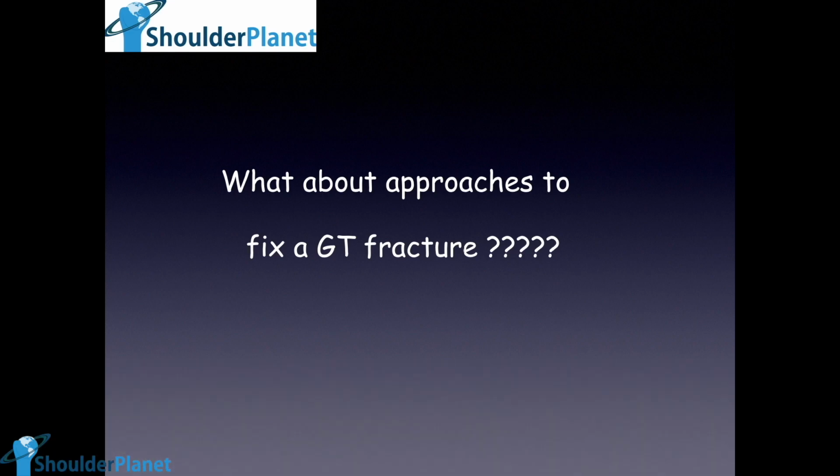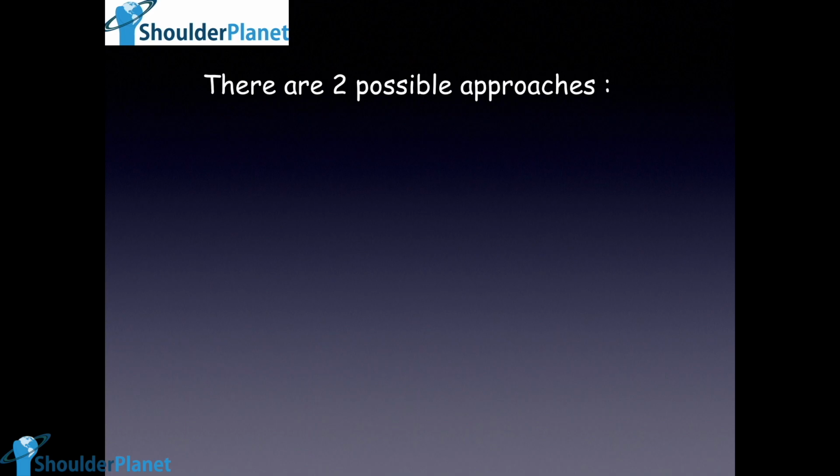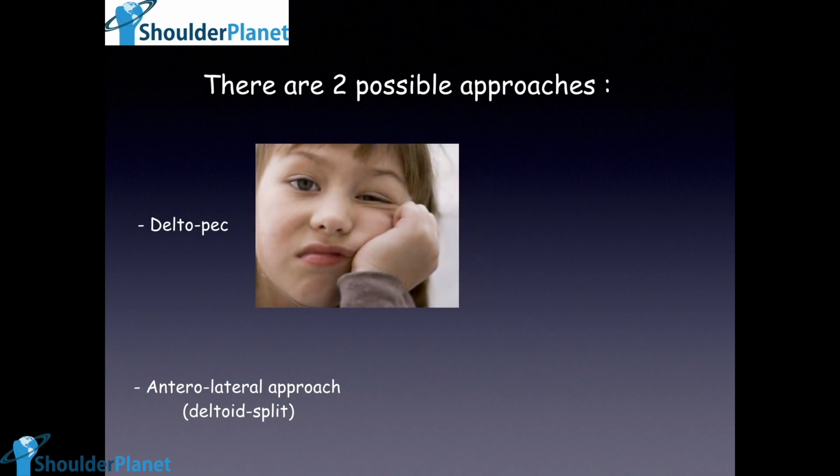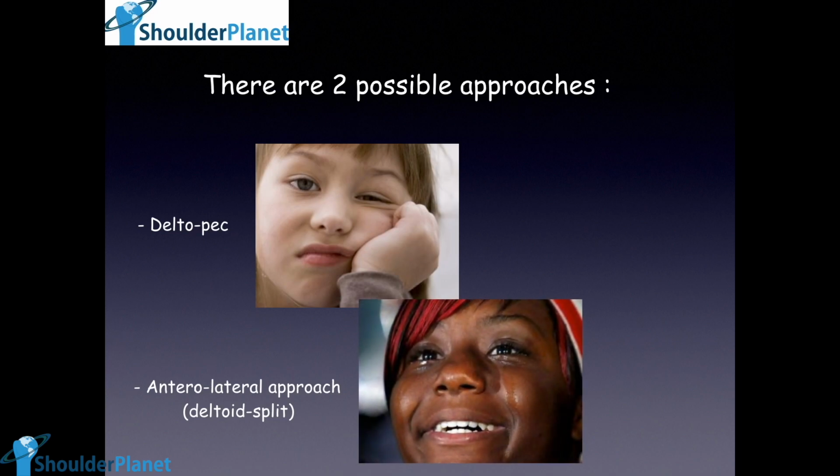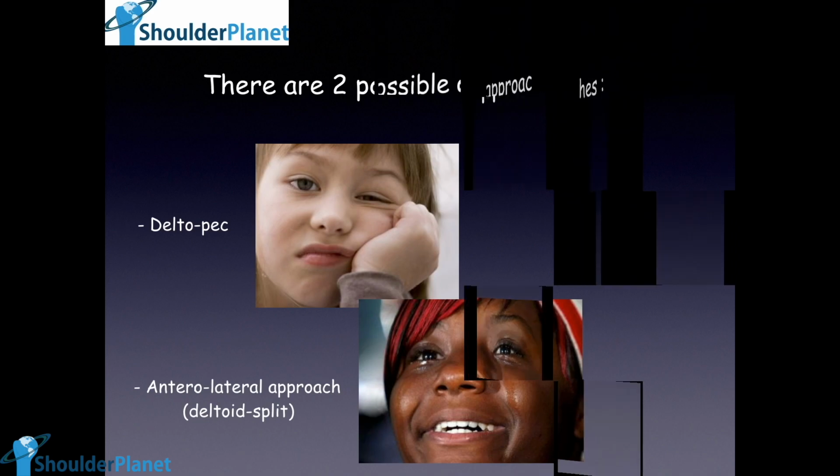So what about the surgical approaches to fix a greater tuberosity fracture? There are 2 possible approaches, of course: the deltopectoral, which is definitely not the best one, and the anterolateral approach with the deltoid split, which is done in the upper part of the anterolateral approach. This is a message for the juniors. The deltopectoral approach is a very boring approach, or at least not the best approach to deal with greater tuberosity fractures. It gives you a lot of difficulty, trouble, while the deltoid split is fantastic, tears of joy, and it's our workhorse, as we all know.